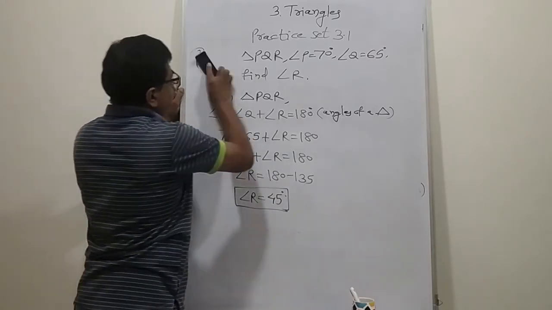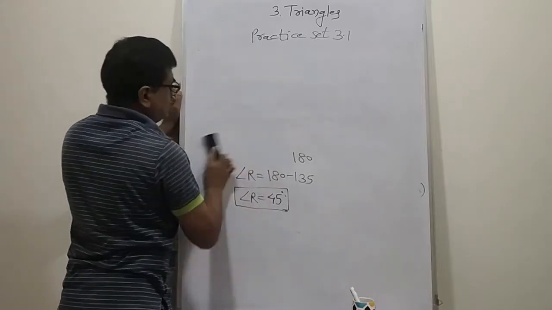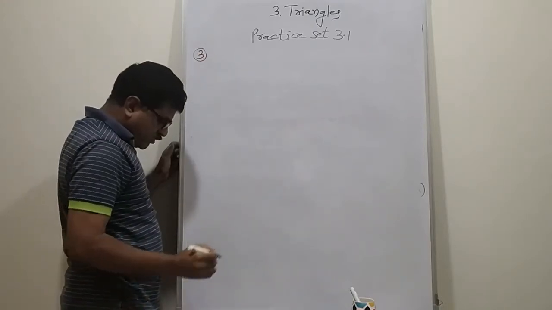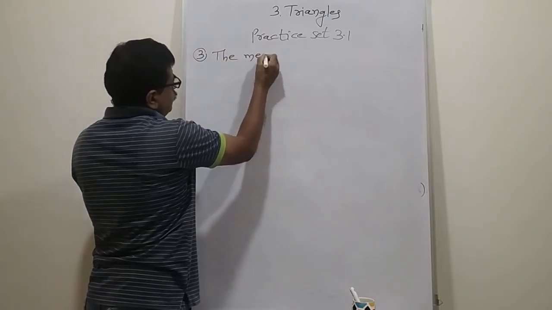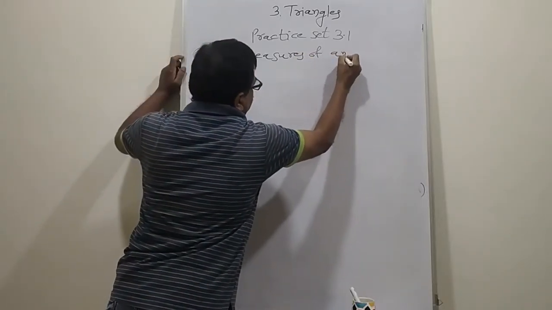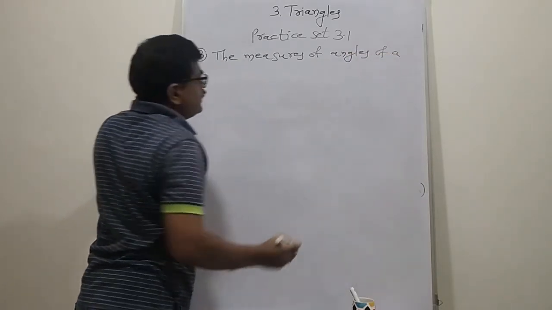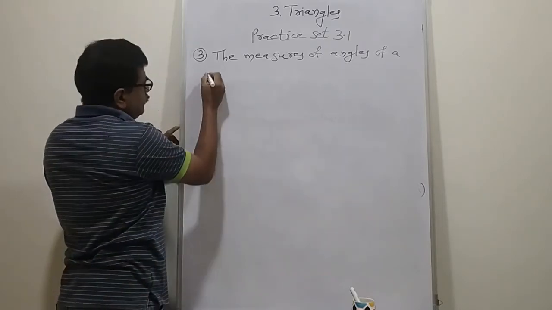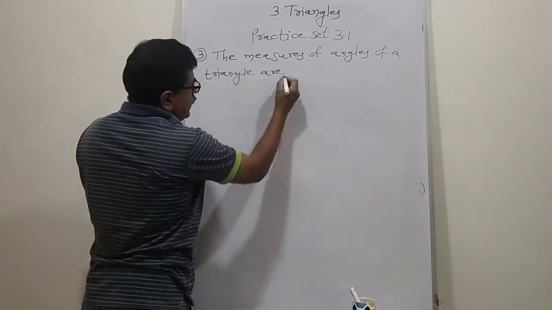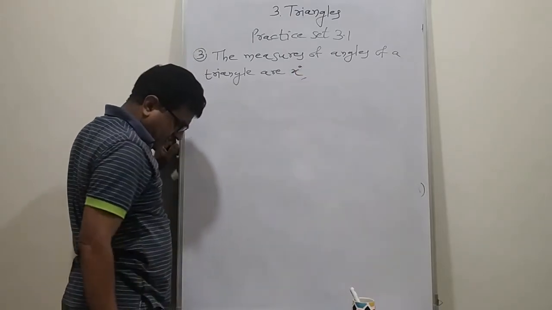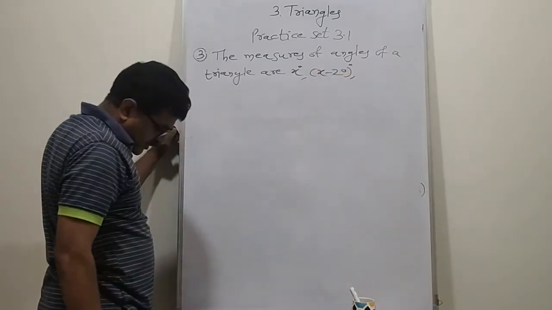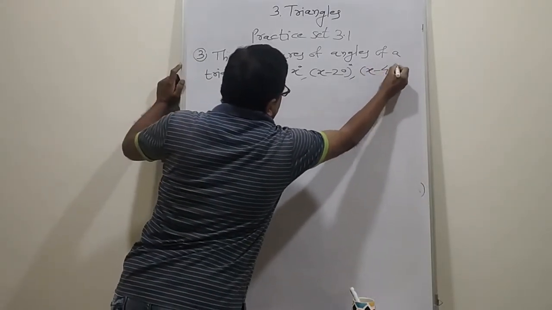Question number 3. The measures of angles of a triangle are x degrees, x minus 20 degrees, x minus 40 degrees.